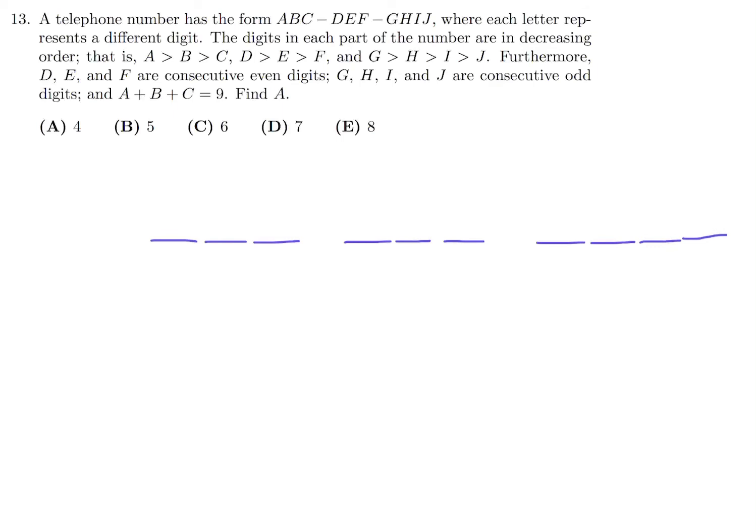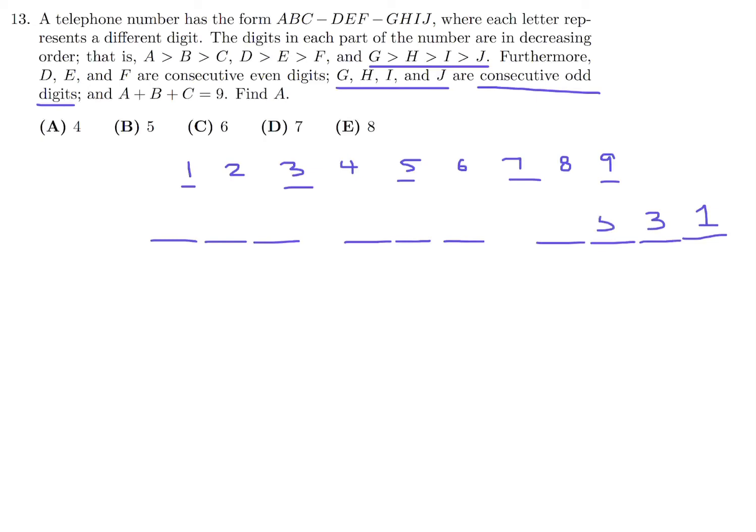All right. So now we've got all the digits from 1, 2, 3, 4, 5, 6, 7, 8, 9. And we have to somehow figure this out to match all the criteria in the question stem. Let's start with the criteria for G, H, I, J, which are consecutive odd digits. So 1 is odd, 3 is odd, 5, 7, 9. Consecutive odd digits, but they have to be such that G is greater than H, greater than I, greater than J. So I'll put 1, 3, 5, and 7.